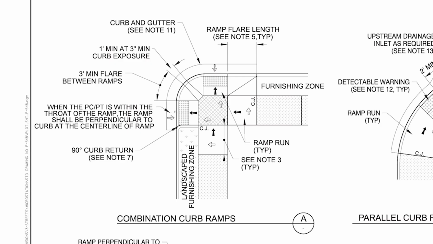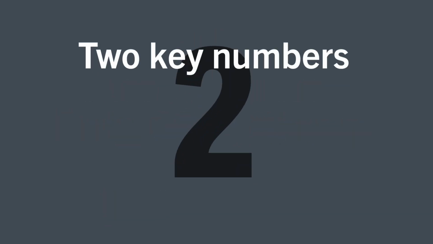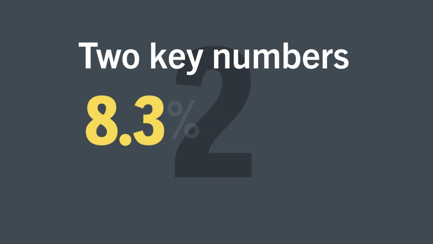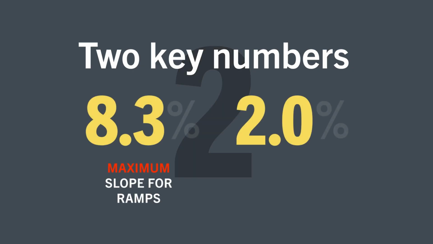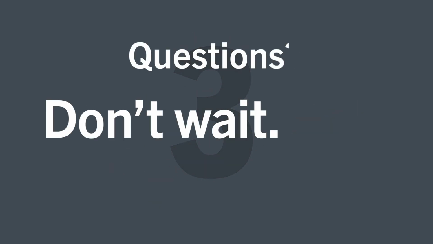Well, every ramp is a little different, but memorizing just 3 things will help ensure success or guide you towards it, whatever ramp you're building, wherever you're building it. Check your calibrated levels early, often, and always. Memorize 2 numbers, 8.3% and 2.0%. Got a question? Don't wait, ask.